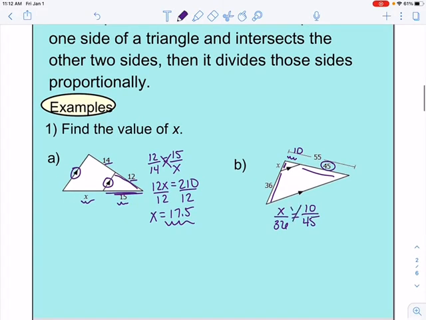Then we'll cross multiply and solve here. So 45 times x is going to be 45x, and 36 times 10 will give me an answer of 360. Divide both sides by 45, and x is going to equal 8.